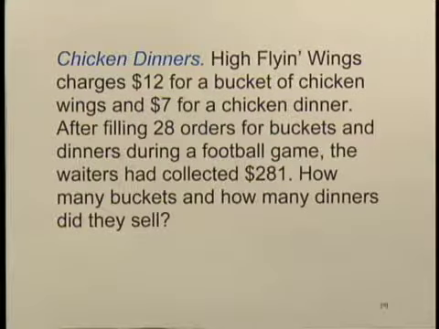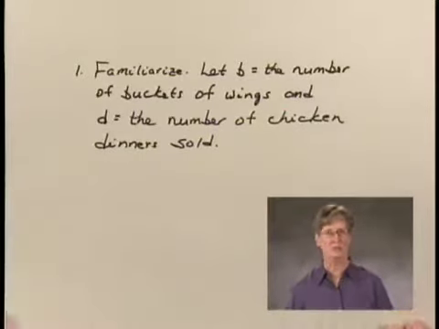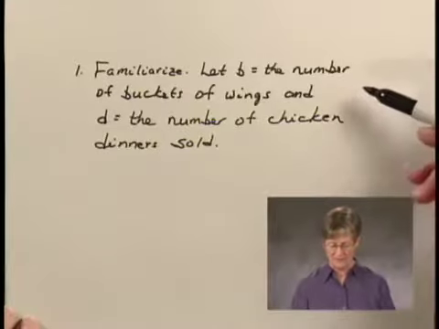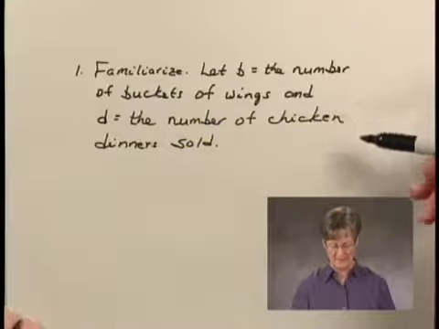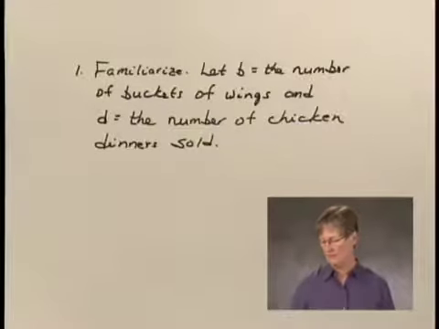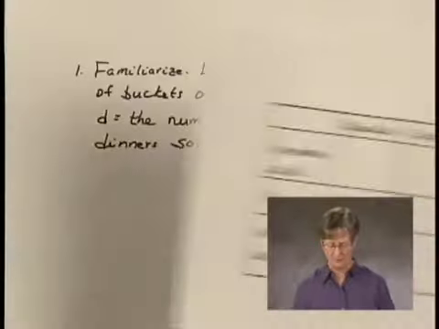Well, we'll use the 5-step problem-solving process, and the first step in the process is to familiarize ourselves with the problem. And one important part of this step is to assign variables to the quantities that we're trying to find. So let's let B equal the number of buckets of wings and D equal the number of chicken dinners sold. And now let's take the information that we know and the information that we're trying to find and organize it in a table.